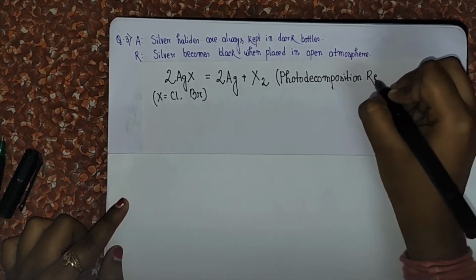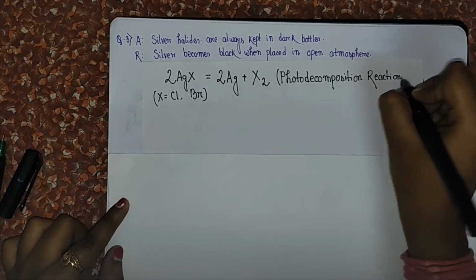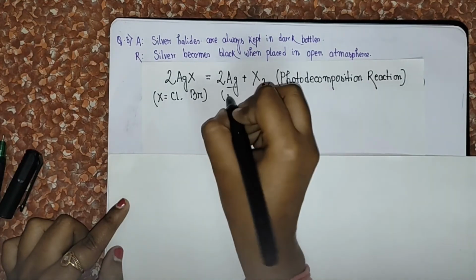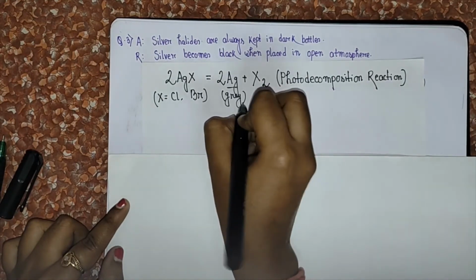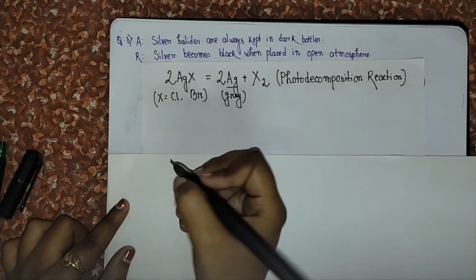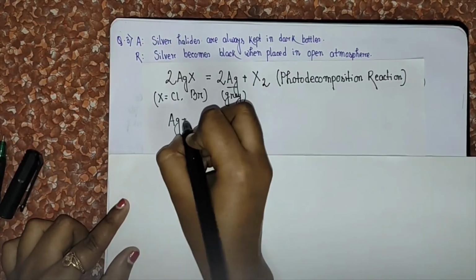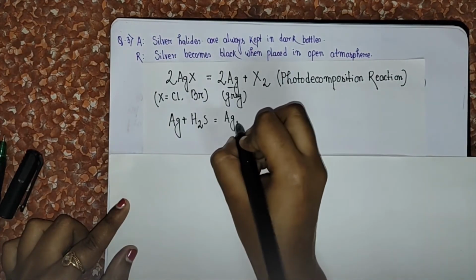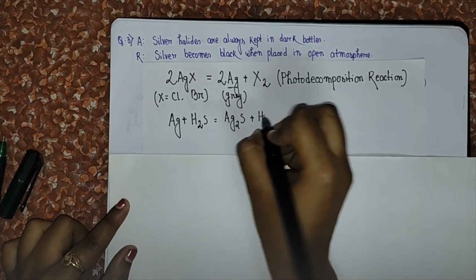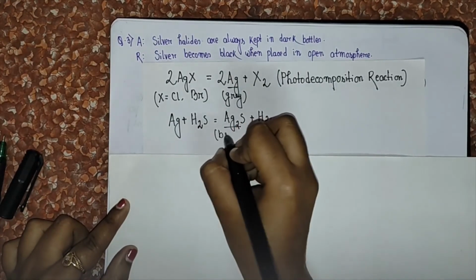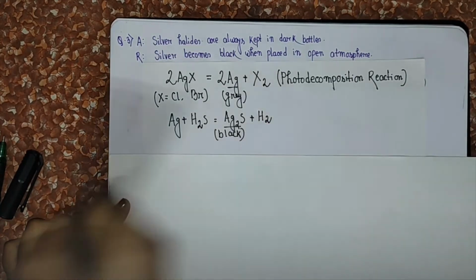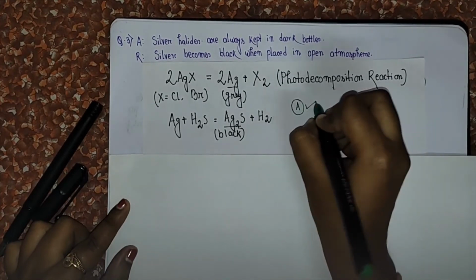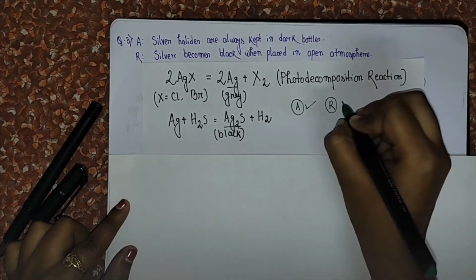Now what about the reason? The reason given is that silver becomes black when placed in open atmosphere. This Ag is grey in color, not black. But what causes the black color of silver? When Ag reacts with H2S, hydrogen sulfide, it forms Ag2S and hydrogen. This Ag2S is black in color. So the assertion is correct, and the reason is also correct.